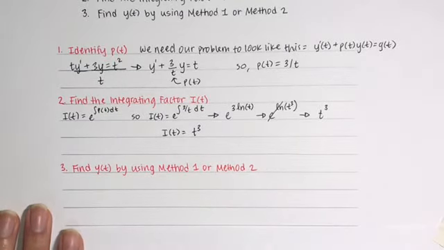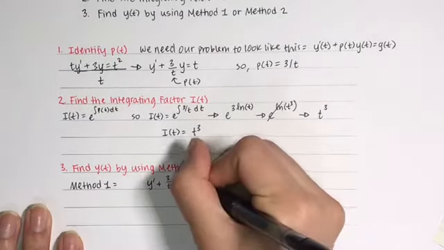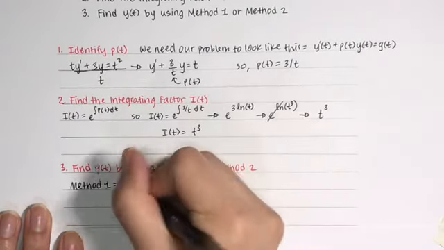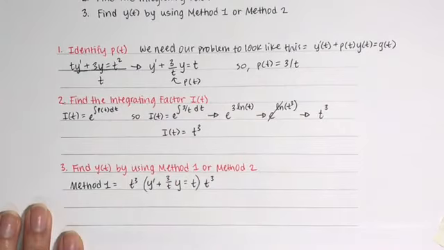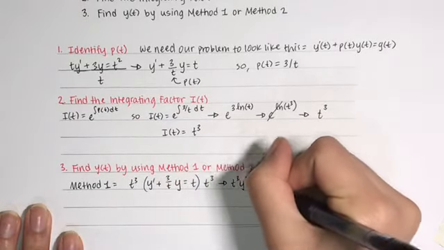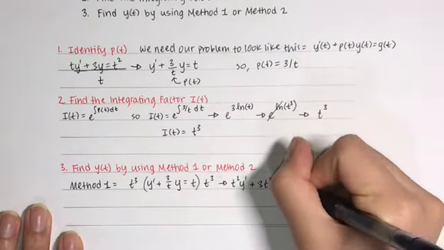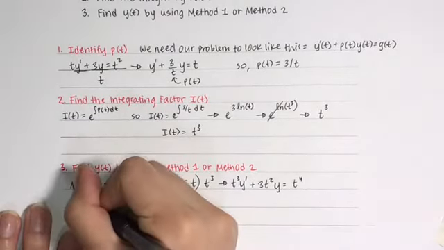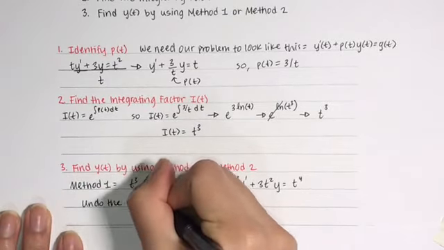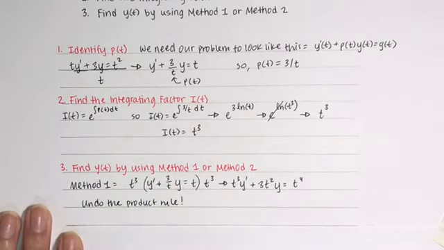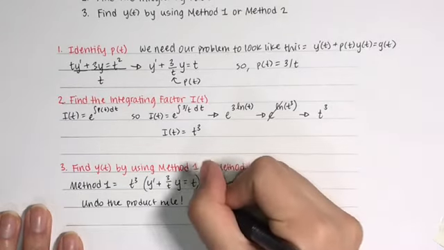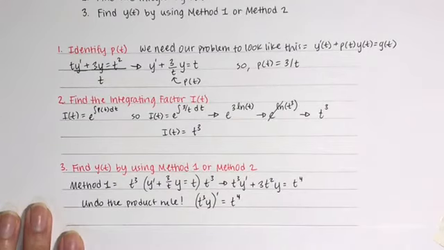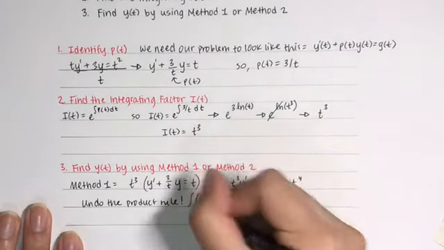It's finally time to find y of t. Let's do method 1 first. In method 1, we multiply both sides of the equation by the integrating factor. We then undo the product rule on the left side of the equation. The right side stays exactly the same. We integrate both sides.